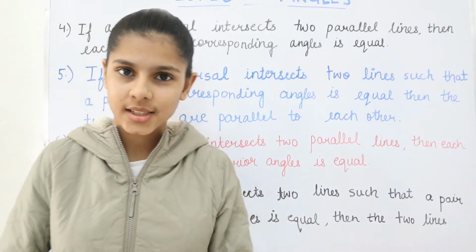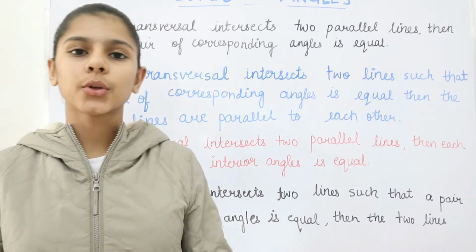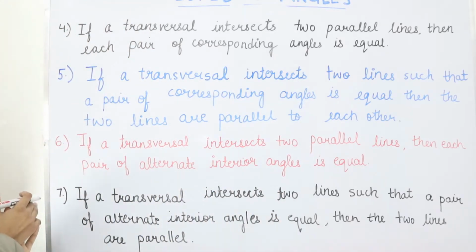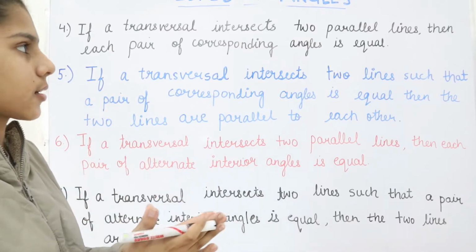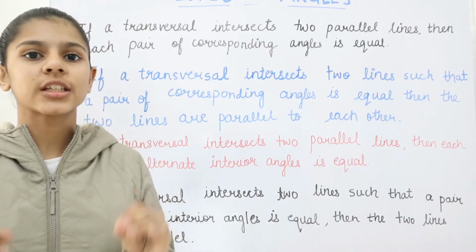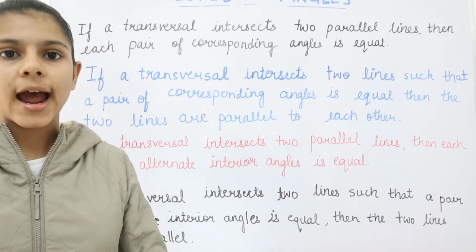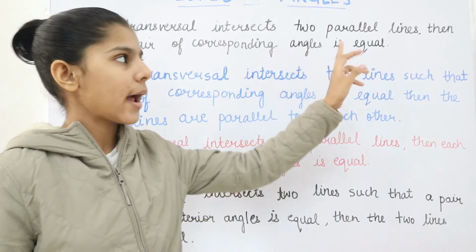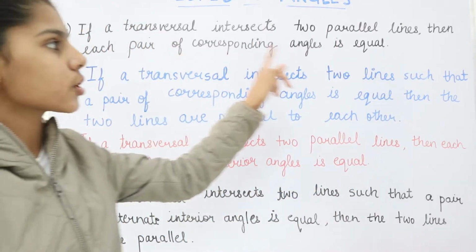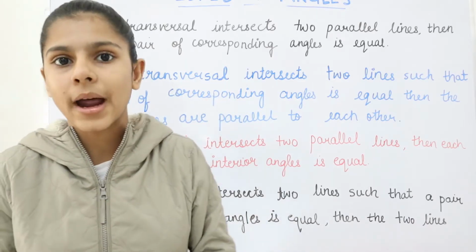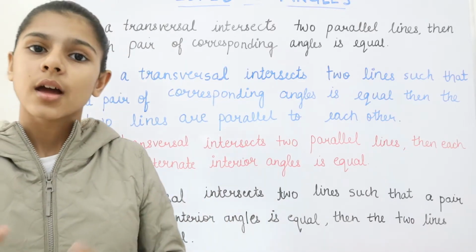So friends, now let's discuss some more rules and then we will do questions related to the rules we will discuss now. So the fourth one is: if a transversal intersects. Now first of all, what is a transversal? A transversal is a line which intersects two parallel lines at different points, as you can see in the image. So that is a transversal. If a transversal intersects two parallel lines, then each pair of corresponding angles is equal. Means if a transversal is intersecting two parallel lines, then the corresponding angles will be equal.